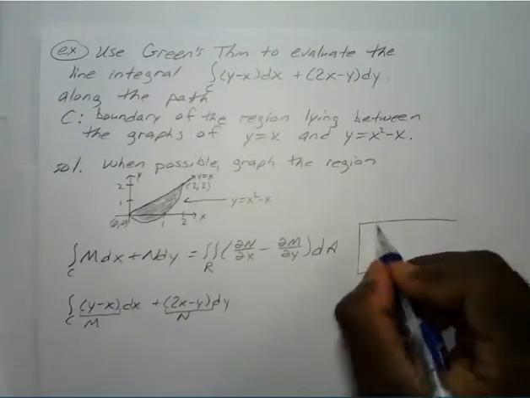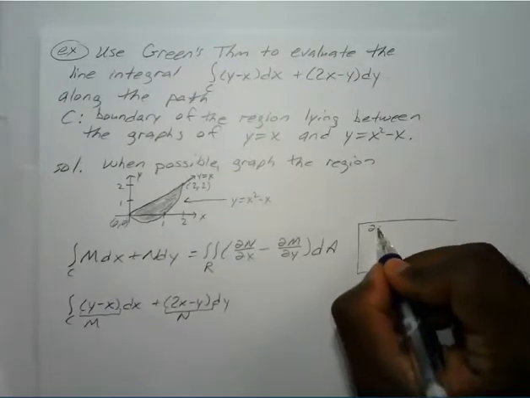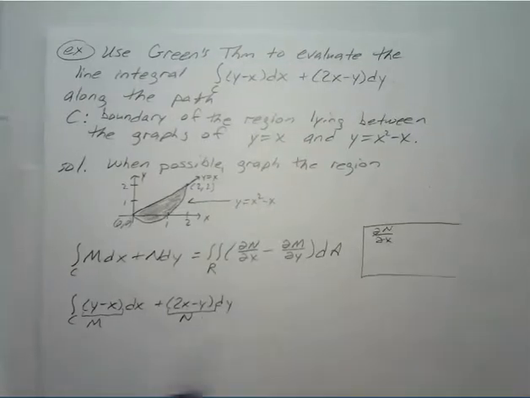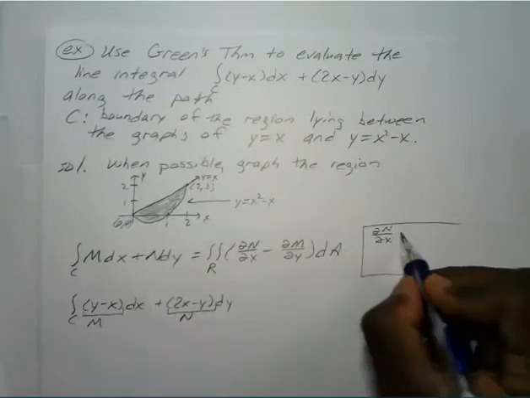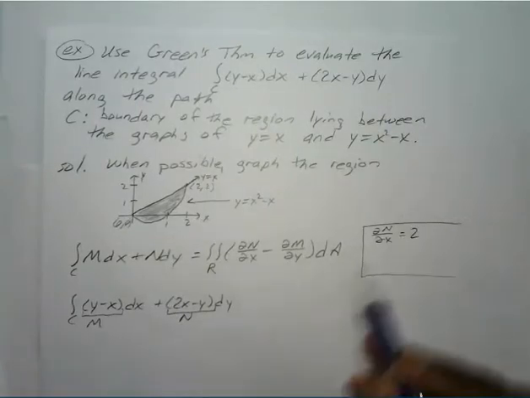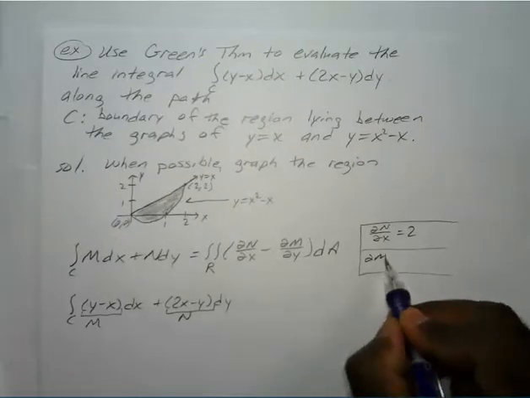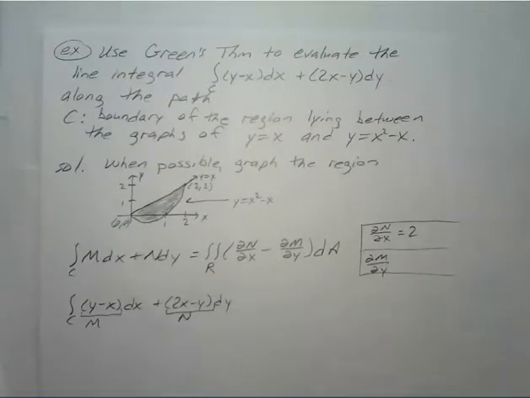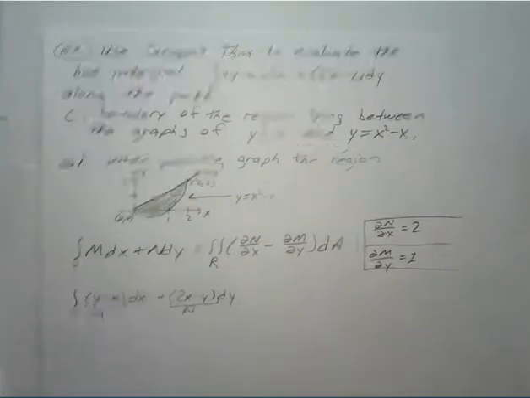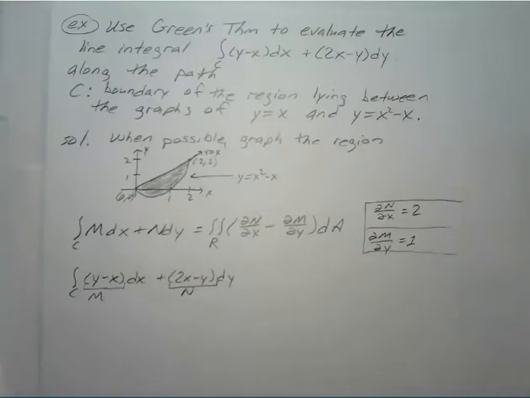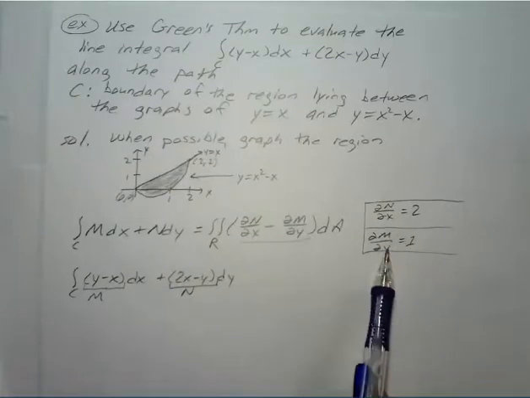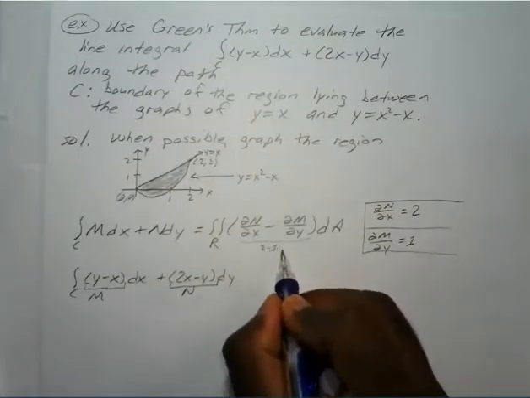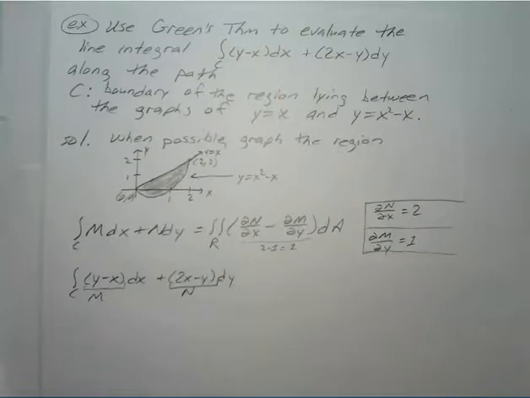Okay, so your partial of N with respect to x, that would be seen as a constant, so that would disappear. So you'd be left with just 2. The partial of M with respect to y, for this one here, since that's your M, that would just be 1. So you can see here that your partial of N with respect to x minus your partial of M with respect to y is just 2 minus 1, which is 1.